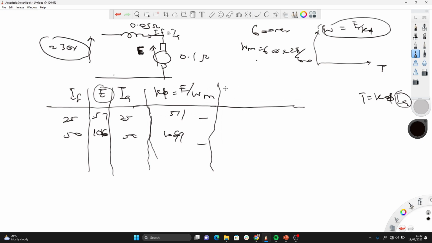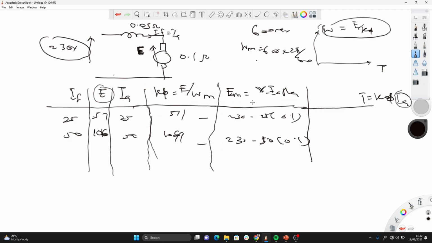Okay. Now let me find E. The back EMF is equal to V minus IA RA. So for this first motor, my V will be 230 minus IA 75 times RA 0.1. I'll put the value here. So I'll do 230 minus IA 50 times 0.1. I'll put the value here.